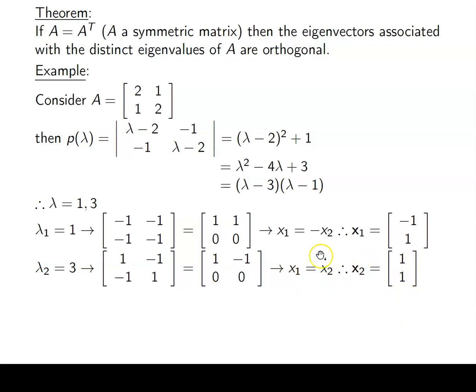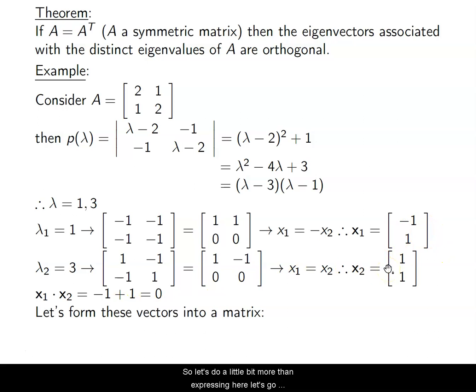Now, this theorem is saying that for distinct eigenvalues, there's no multiplicity here, right? 1 and 3, they are distinct. For a symmetric matrix, the eigenvectors for those eigenvalues will be orthogonal. So let's take the dot product between x1 and x2. -1 times 1 is -1, and 1 times 1 is 1. Add those together, you get 0, right? So they are orthogonal to each other.